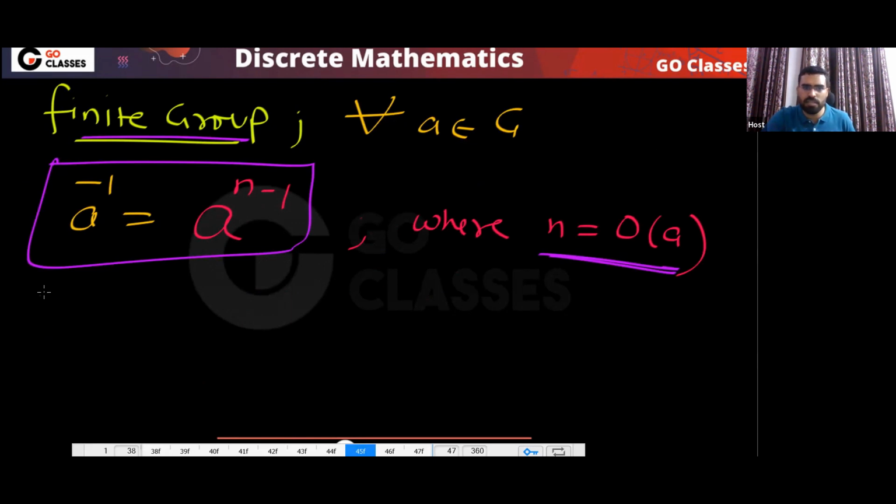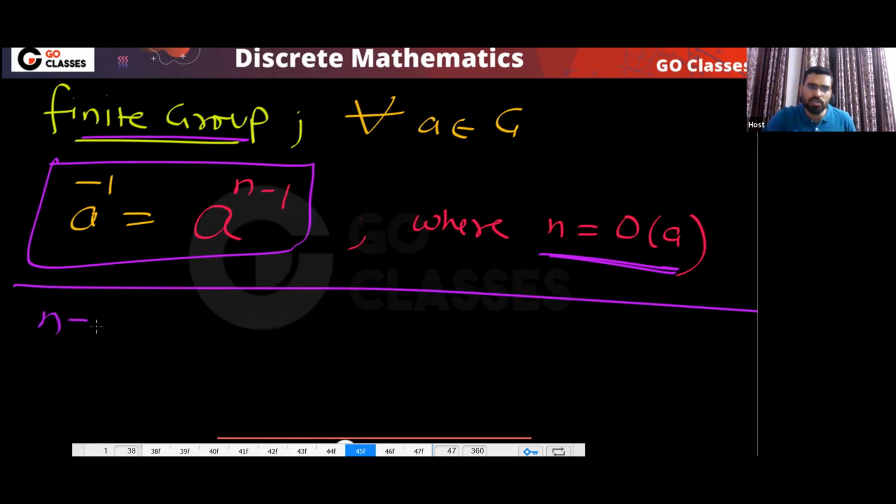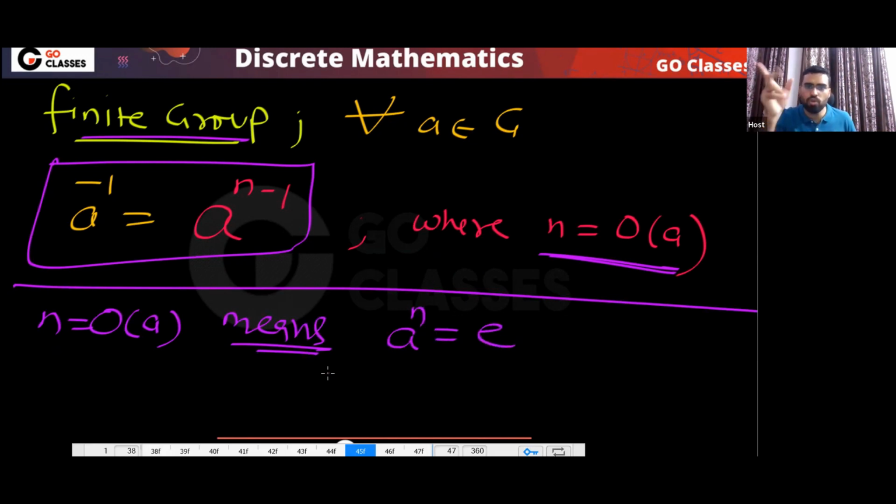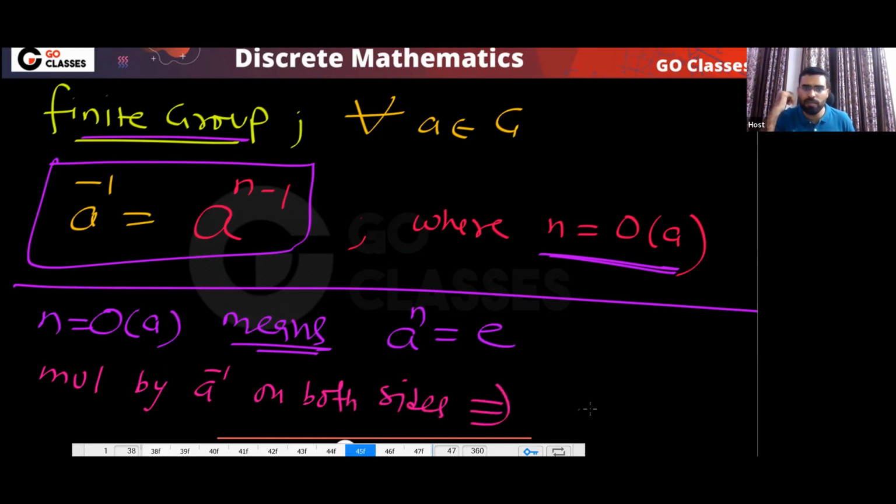You can also understand it like this. n is the order of A. What does it mean? It means A power n is equal to E. Now you multiply by A inverse on both sides. What will you get if you multiply by A inverse on both sides? You will get A power n minus 1 equal to A inverse.